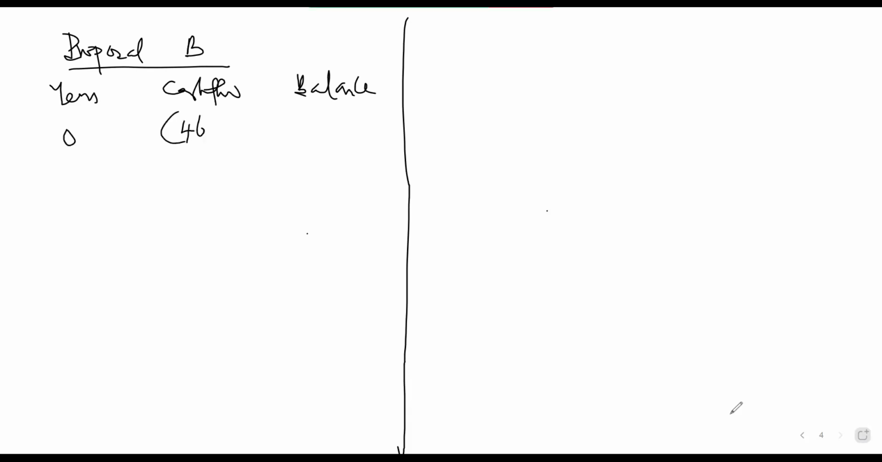Let's go to proposal B. Okay, proposal B, we have the years, we have the cash flow, then we have the balance. Please, the advantages and disadvantages, you can look at it over there. We have the balance, which some people call cumulative cash flow. I don't have any problem with that. Then we have the cash flow itself. Okay, so year 0, you see that they are all having 46,000.